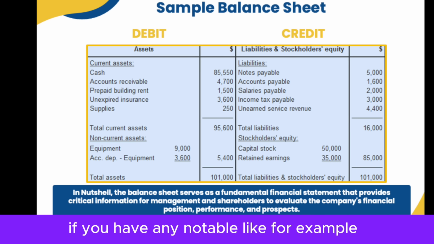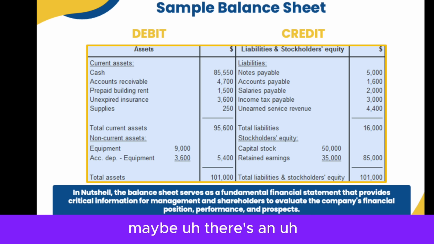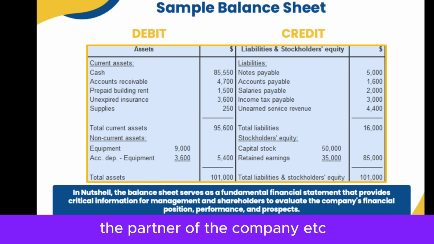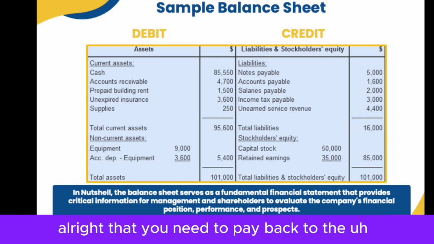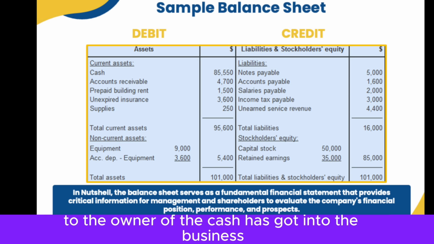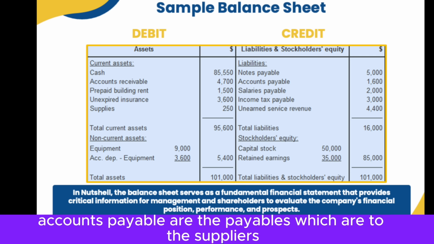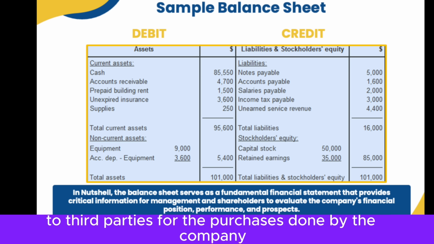If you have any notes payable, like for example, there's some sort of cash brought in by the partner of the company, that you need to pay back to the owner of the cash who has got into the business. Accounts payable are payables to the suppliers, to third parties for the purchases done by the company.